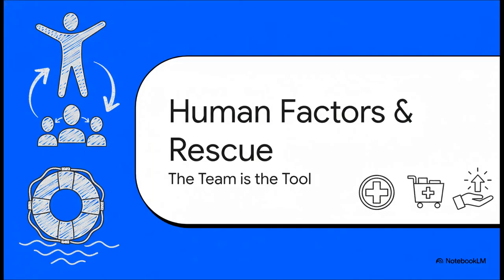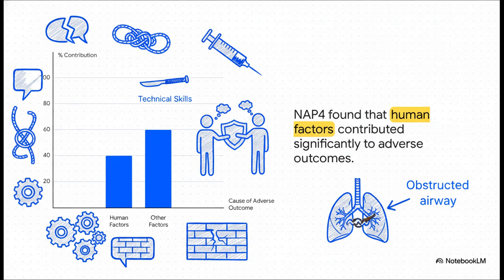Okay, finally. And please do not forget this part. No technical plan, no matter how brilliant, is complete without thinking about the human element and having a rock-solid final rescue plan. Just look at this data from NAP4. It's a huge wake-up call. Technical skill alone is not going to save the day. It found that human factors, we're talking bad communication, getting stuck on one idea, poor teamwork, contributed to a whopping 40% of bad outcomes. That tells you that your non-technical skills are every bit as important as your intubating skills.